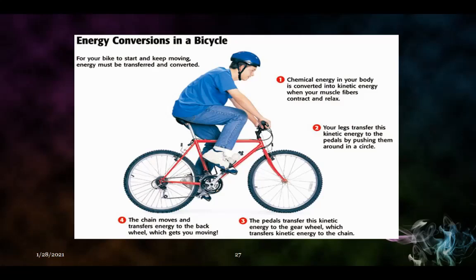Okay. So number one, chemical energy in your body is converted into kinetic energy when your muscle fibers contract and relax to pedal a bike. Two, your legs transfer this kinetic energy to the pedals by pushing them around in a circle. Three, the pedals transfer this kinetic energy to the gear wheel, which transfers kinetic energy to the chain. And four, the chain transfers the energy to the back wheel, which is actually what causes the bike to move, only possible because of the friction that exists between the ground and the tire of the bicycle.